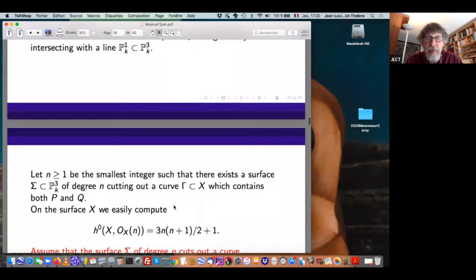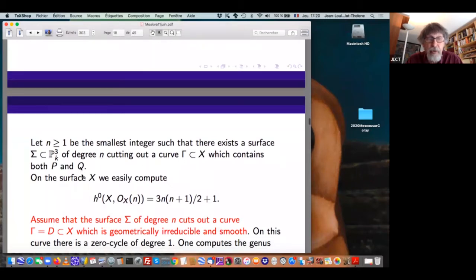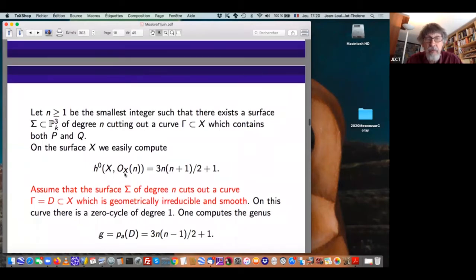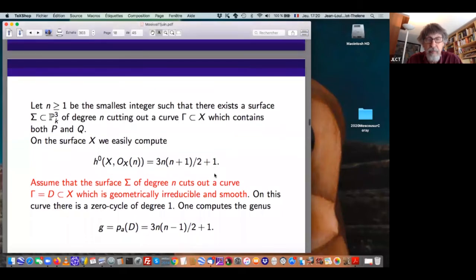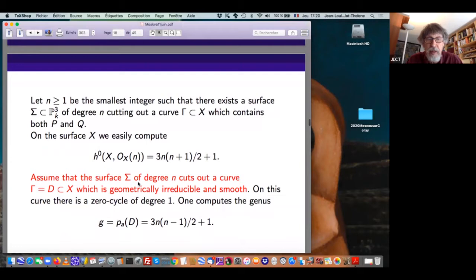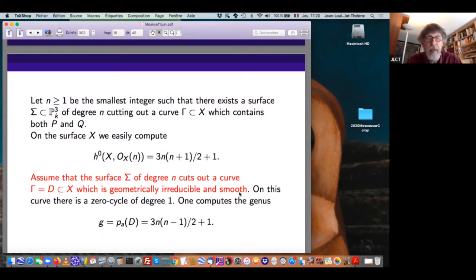So let n be the smallest integer such that there exists a surface in P3 of degree n, cutting out a curve gamma in x, which contains both P and Q. You compute on the surface, this is a very easy case of Fermat, the dimension of OX of n, and you find 3n times n plus 1 over 2 plus 1. Now, in my description of Corey's argument, from now on, I'm going to assume that we can produce such surfaces that cut out a curve gamma which is geometrically irreducible and smooth. This is the one point I want to improve upon later: how to get this assumption for free.